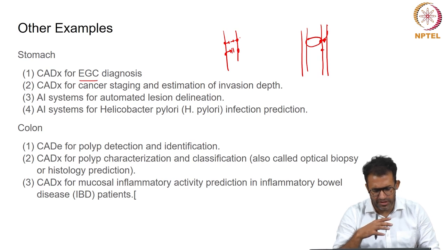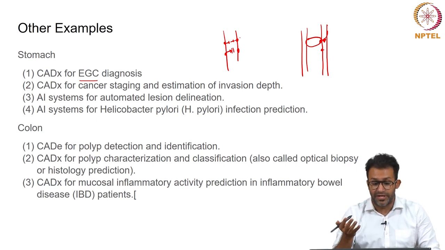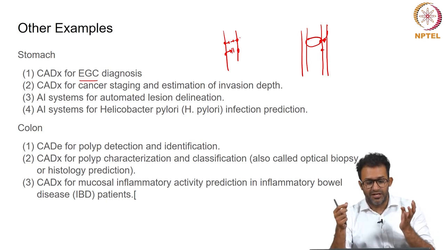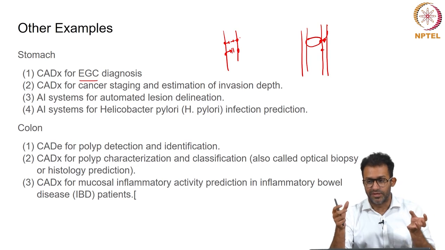In the lower GI area, we can use computer aided detection for polyp detection and identification. We can use it for polyp characterization and classification, and you can use it for predicting mucosal inflammatory activity in inflammatory bowel disease.